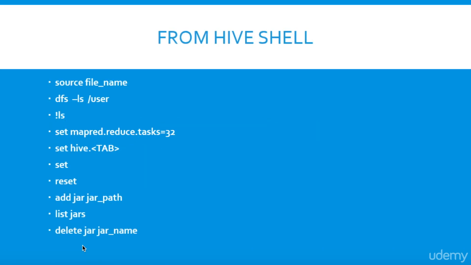Hive provides a lot of capabilities when you are in the Hive shell. You can run a script within Hive shell using source command as shown here in the example. You can list files from HDFS using dfs command. If you want to list files from home directory, you can run ls command. You can use set command for configuration variables. You can run set hive.tab command for auto completion in Hive shell. One can reset all variables using reset command within Hive shell. You can add jars, list jars, delete jars from Hive shell.